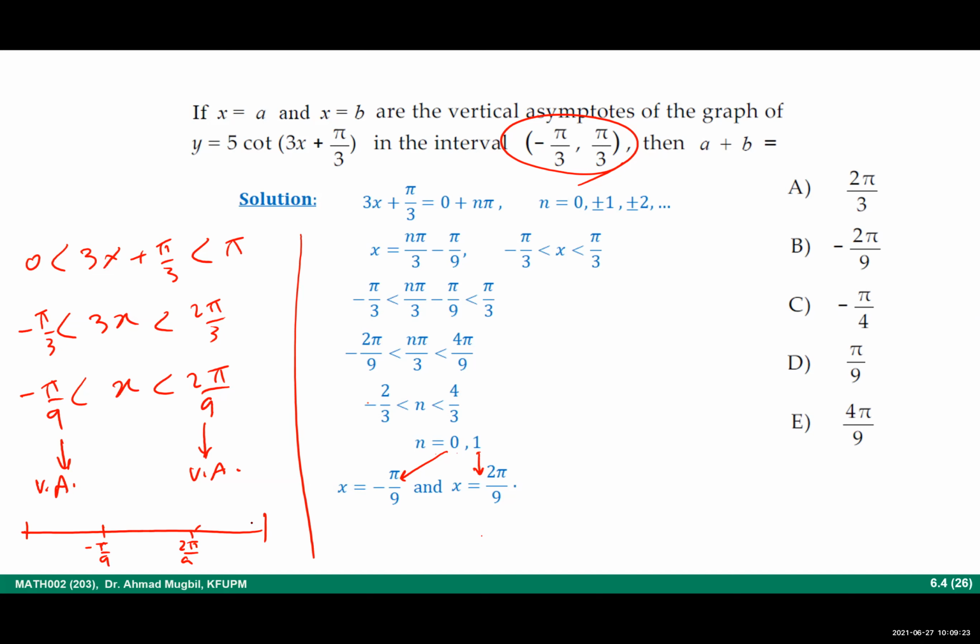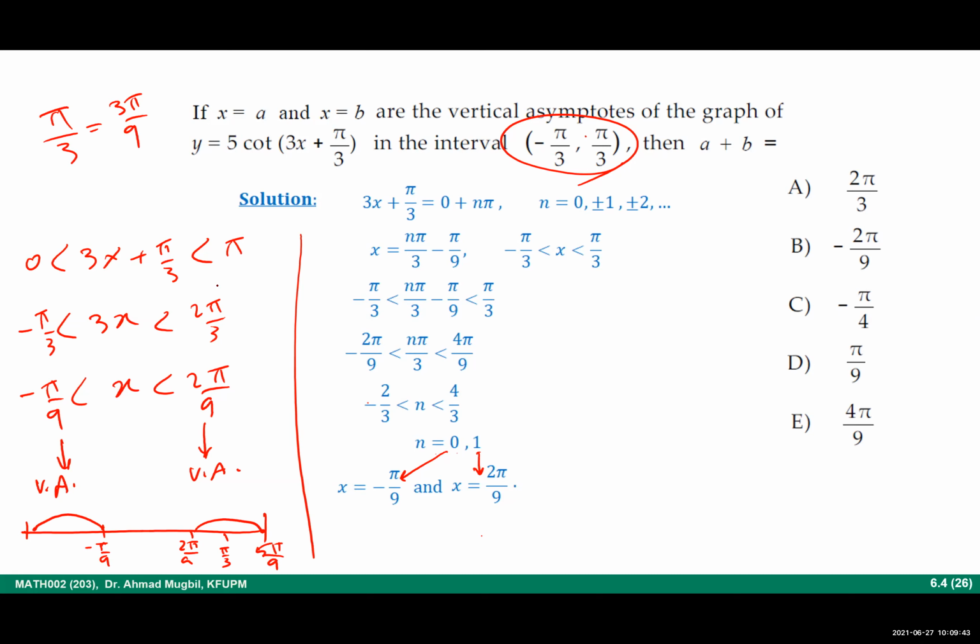What you will do is add the period to get the next one. What is the period? The period is pi over 3. So if you add pi over 3, which is 3 pi over 9, this will be 5 pi over 9. Now, this one is greater than pi over 3. Pi over 3 is here.